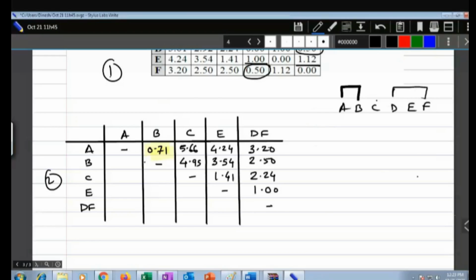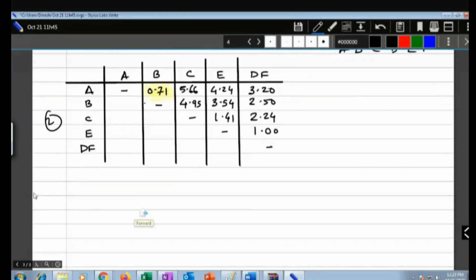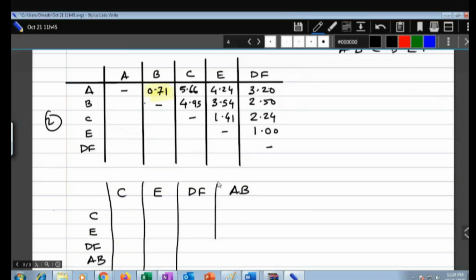Now since you merged A to B, what will be your next matrix? Let me write it. I will skip A, B. I will write C, E, D, F first, and then A, B last. So it will be C, E, D, F, and A, B. Let me draw these lines. Then C to C dash, C to E you have 1.41, so I will directly copy that value. C to DF is already available, so it is 2.24.